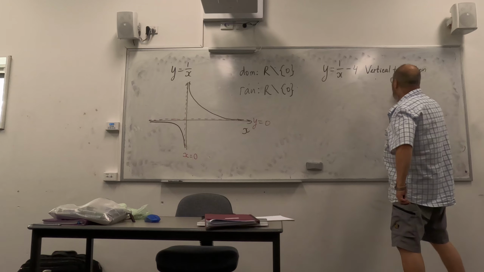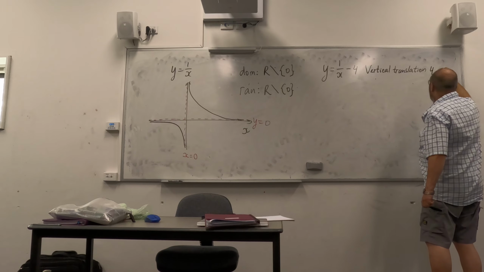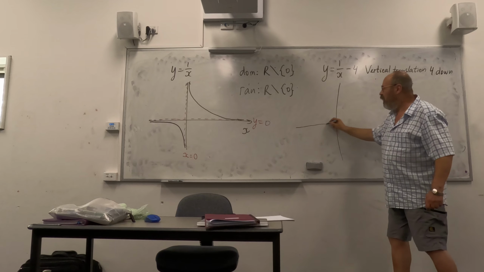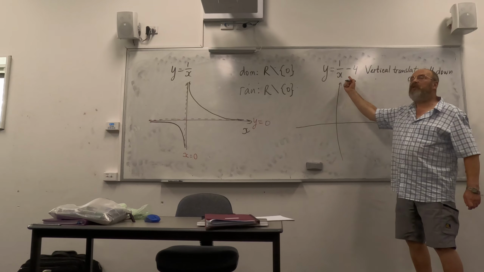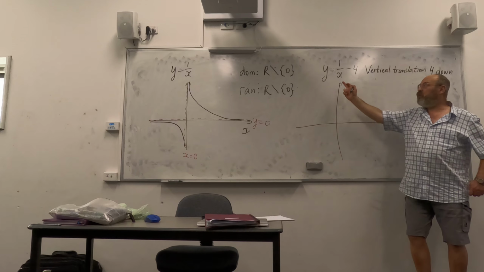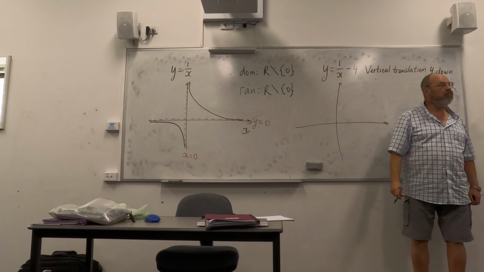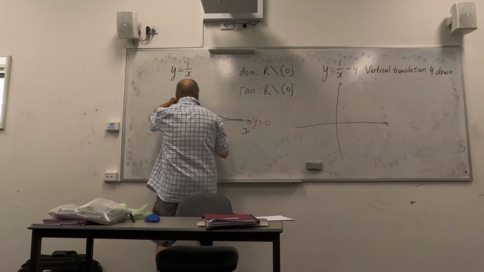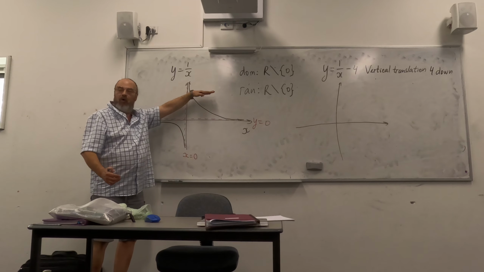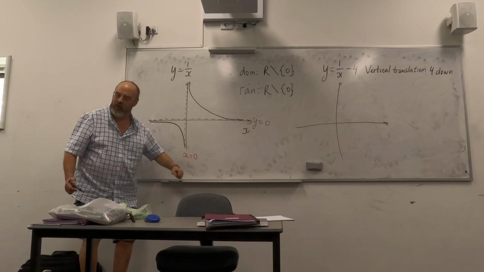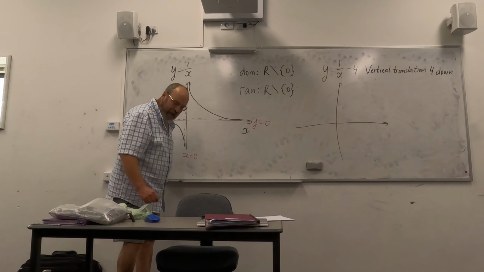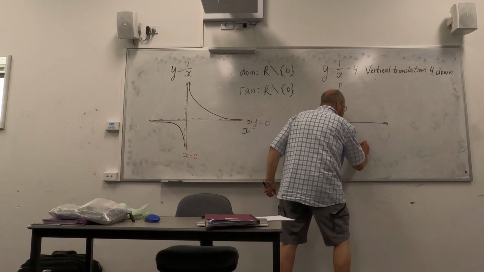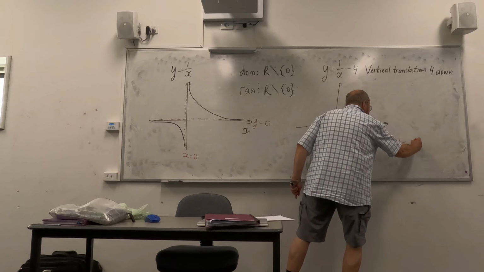So what do we change? Do we change the x values? No. We subtract 4 from each y value, so it all goes down by 4. That means the horizontal asymptote is now at y equals negative 4.